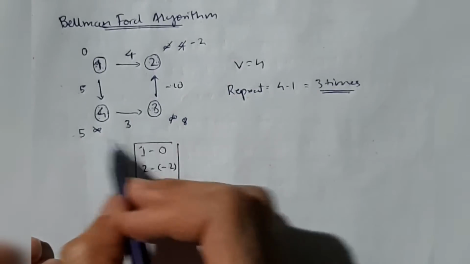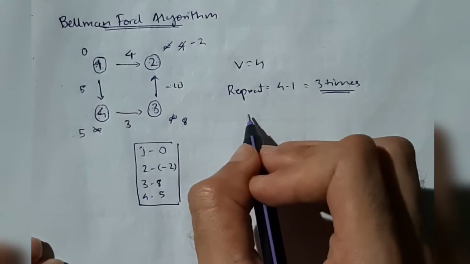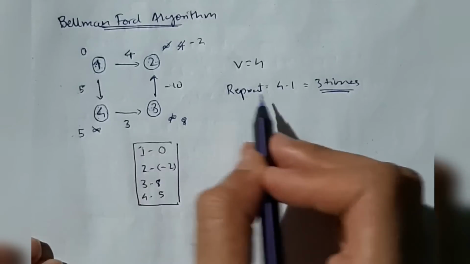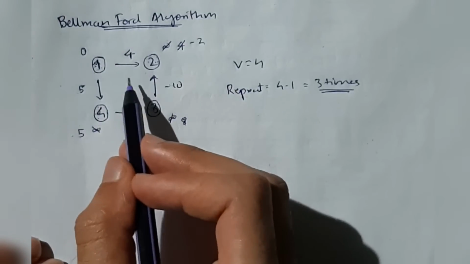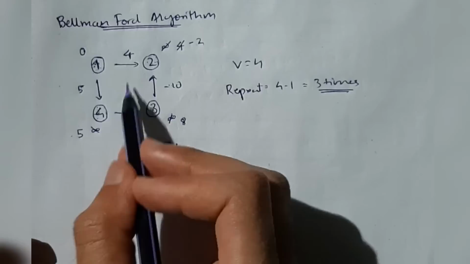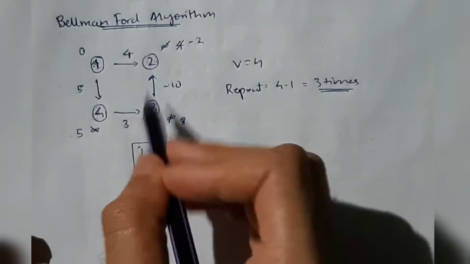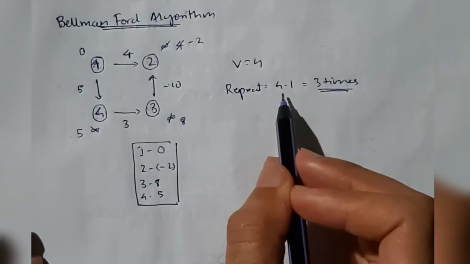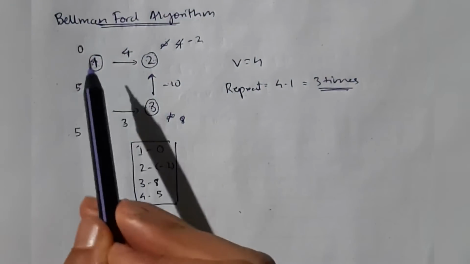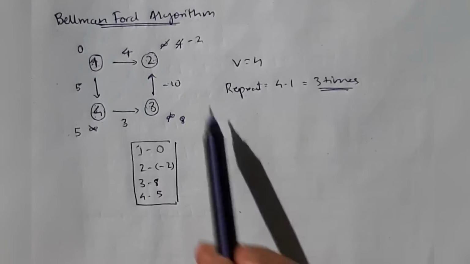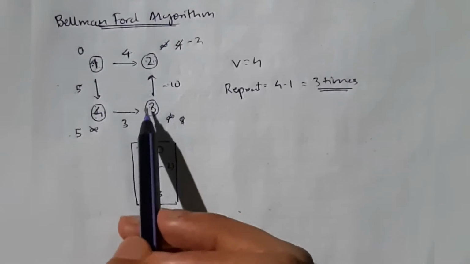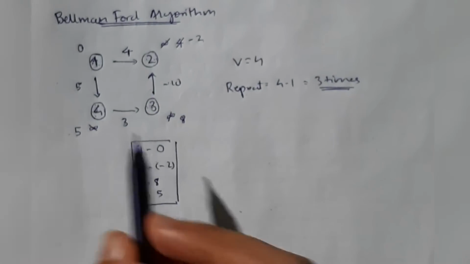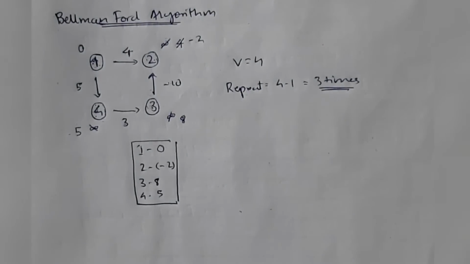Okay, if it is a bigger graph, suppose there is a graph with 7 vertices, at that time we will be repeating the process 6 times, because many changes can happen if you keep on repeating the algorithm. So we have to do the process more times. Since this was a small graph, doing it 2 times was enough. But if it is a bigger graph we have to do it more times, because small changes can happen in bigger graphs. Okay, so this is the final answer which we'll get for Bellman-Ford's algorithm.